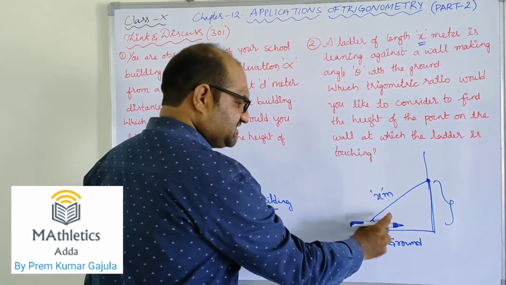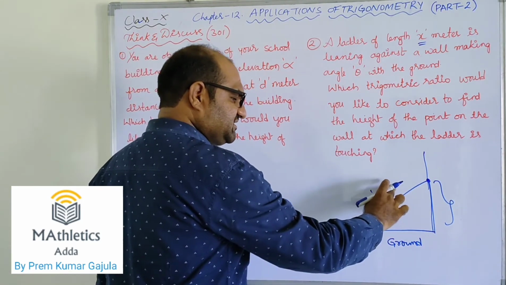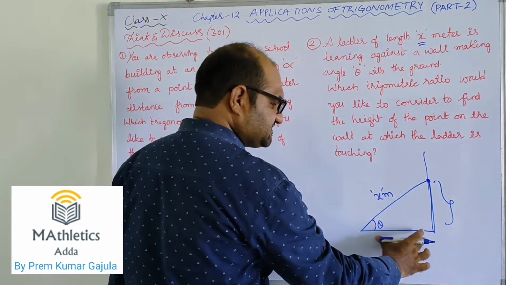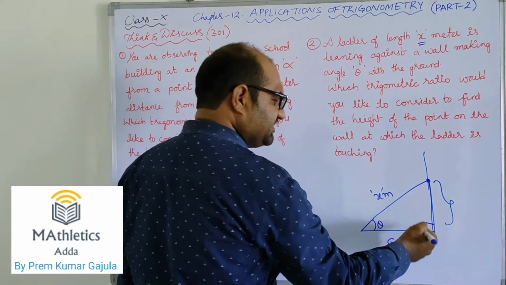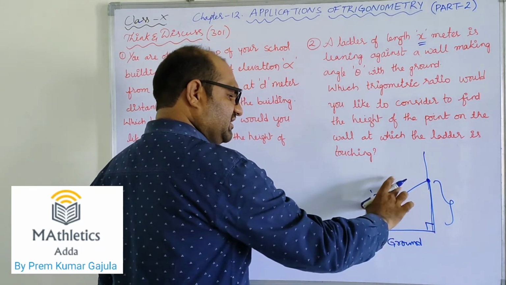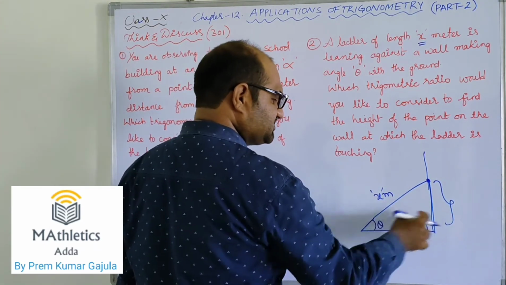Simple. Here also theta is there. Here some x meter is given. We don't have this distance. So what we have to use is this hypotenuse. This is a right angle here. So this is a right angle triangle. We have the hypotenuse and we have to use the opposite side.